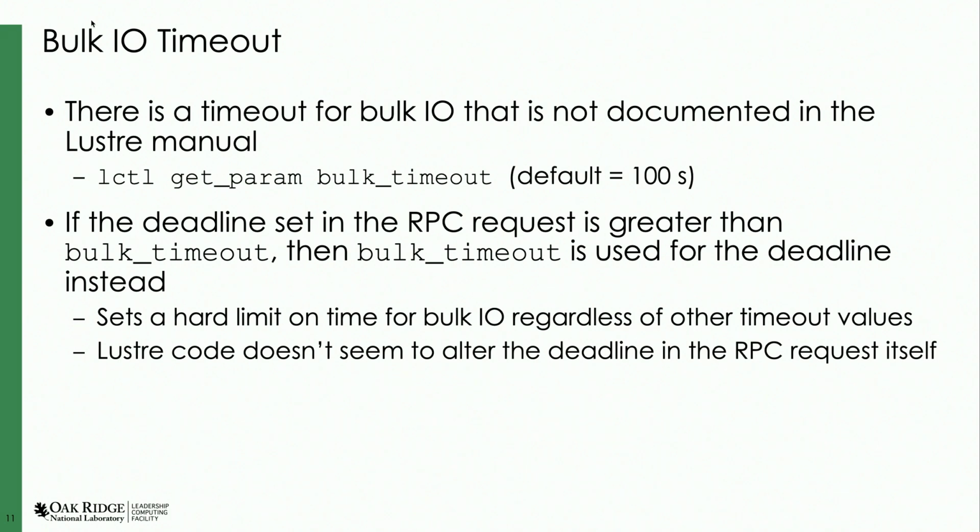But when this happened, the Lustre code, as far as I could tell, even though it compares the deadline to the bulk timeout to determine if it's greater, doesn't actually change the deadline in the RPC request itself if it does exceed the bulk timeout. Now, going a little bit deeper below the Lustre layer, you get down to the LNet layer, where you deal with networking related timeouts.